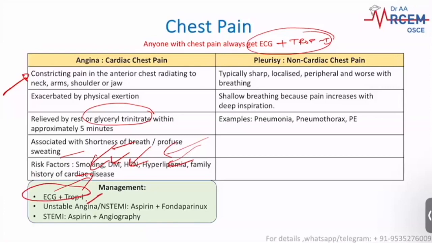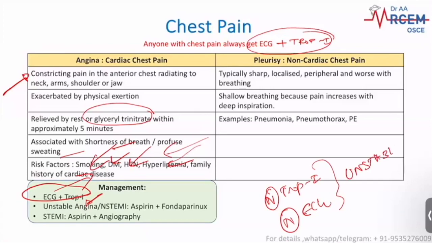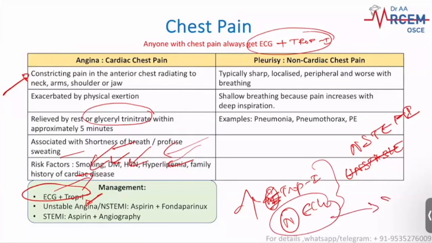We call it an unstable angina if it is a normal trop I, that is the cardiac enzyme, and if it is a normal ECG, that means no ST segment elevation. Unstable angina is different from NSTEMI. In NSTEMI, trop I will be elevated, then we call it a non-ST segment elevation myocardial infarction. If the ECG has an ST segment elevation, then we call it an ST segment elevation myocardial infarction.